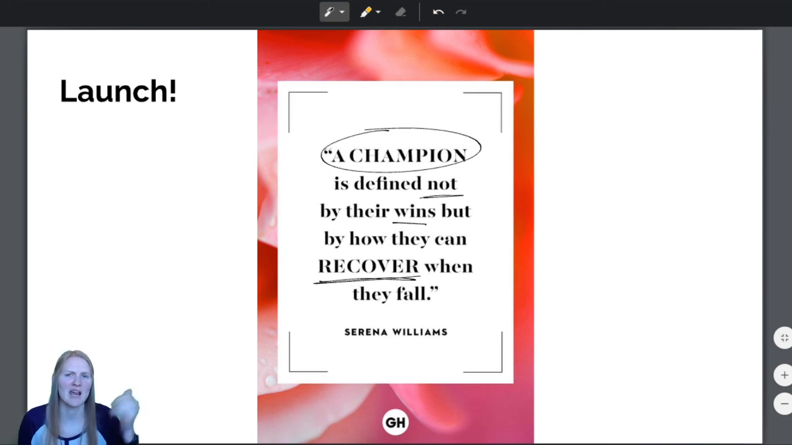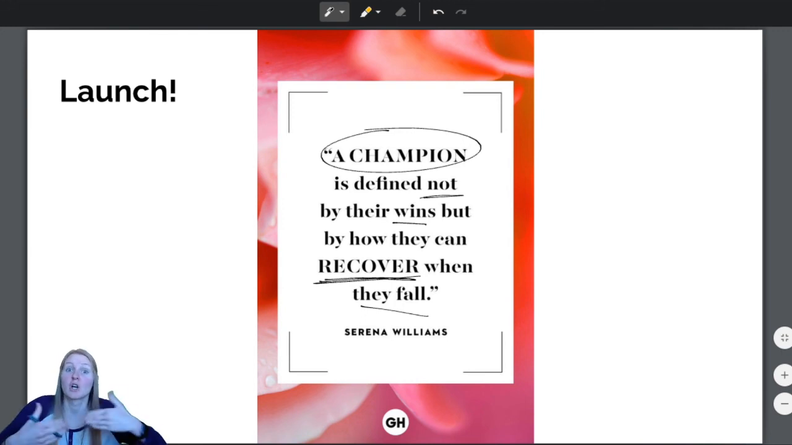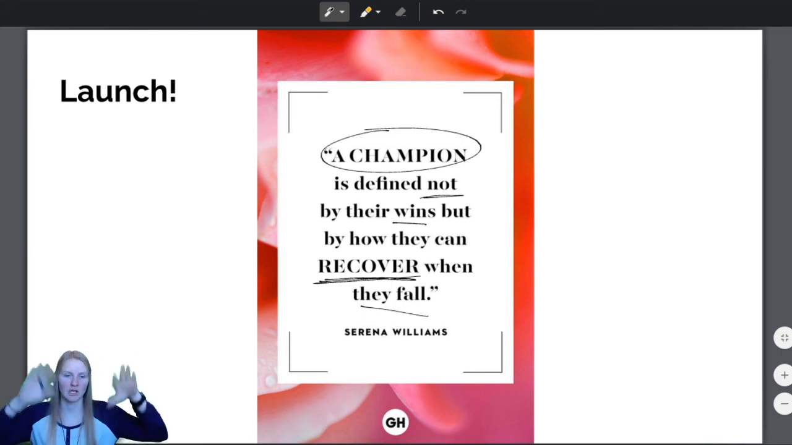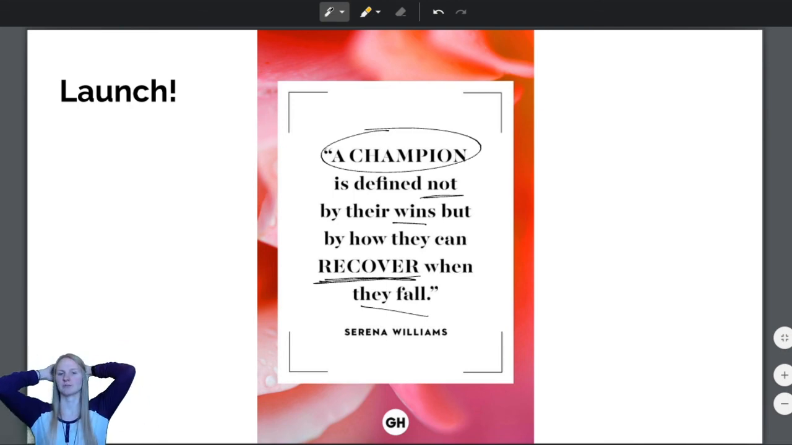Your wins are great, sure, but the real thing that matters is how do you recover when you fall? Do you fall gracefully? Or do you try to drag other people down with you when you're falling? How do you recover? Do you recover with grace? Or do you take all of your frustration out on other people? Do you work hard to recover? Or are you just like, meh, give up, I failed, I lost, I'm done? How do you recover when you fall?